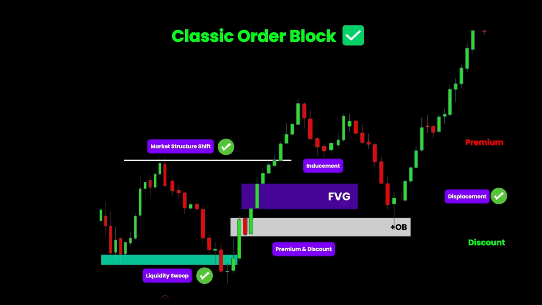In the next video, we'll break down the second type, the algorithmic order block. And I'll also share short videos with live chart examples so you can practice better.